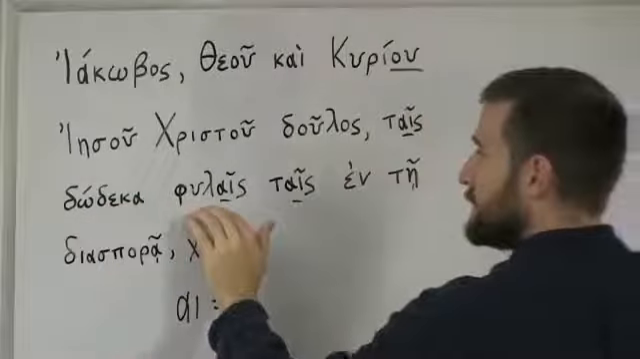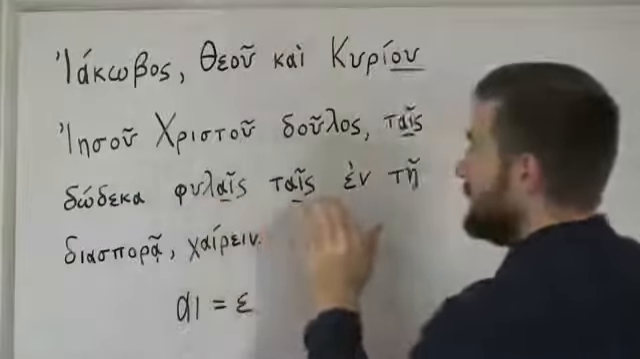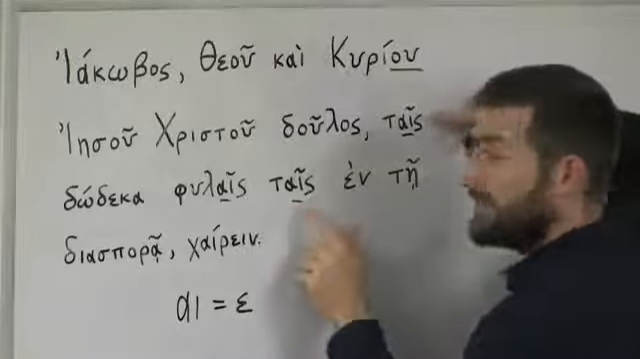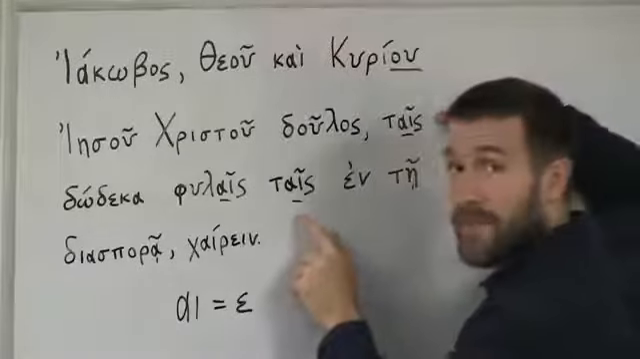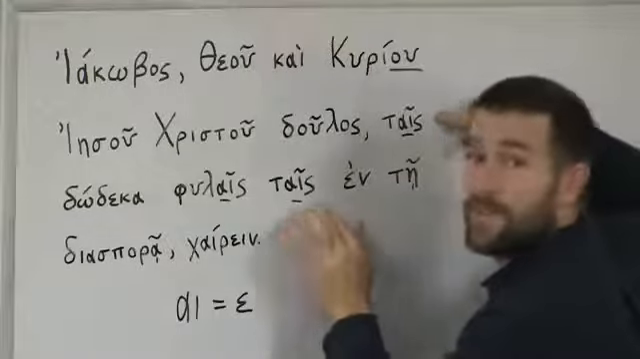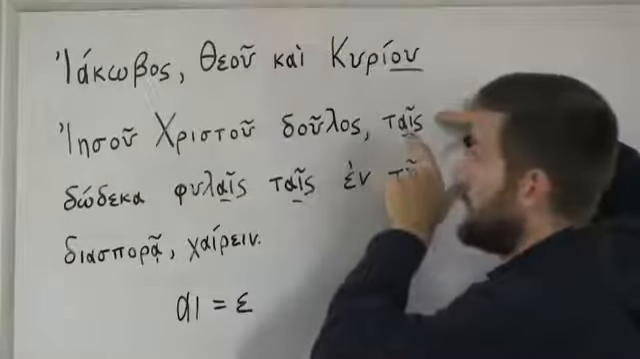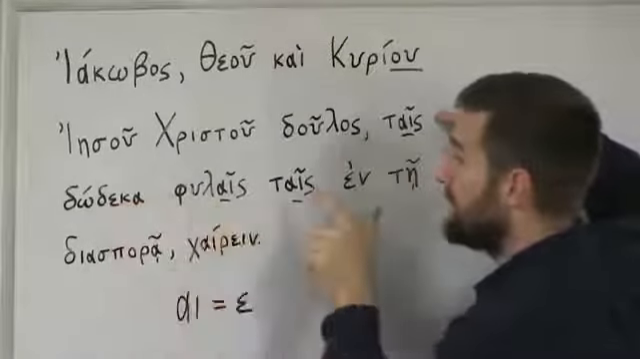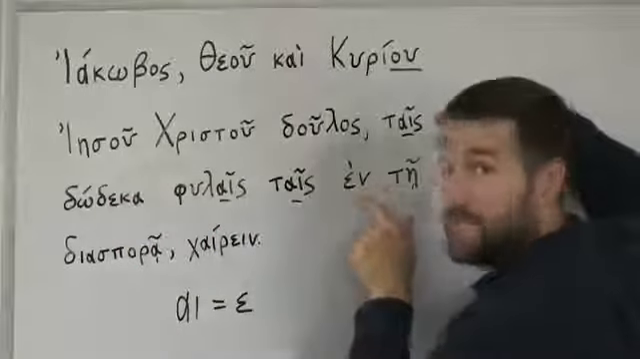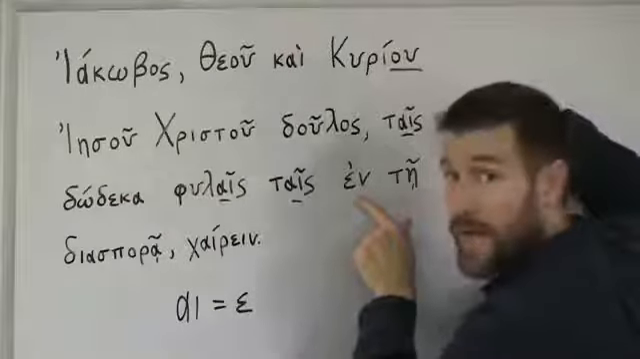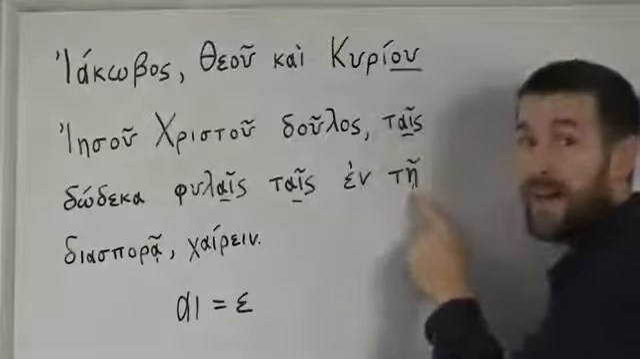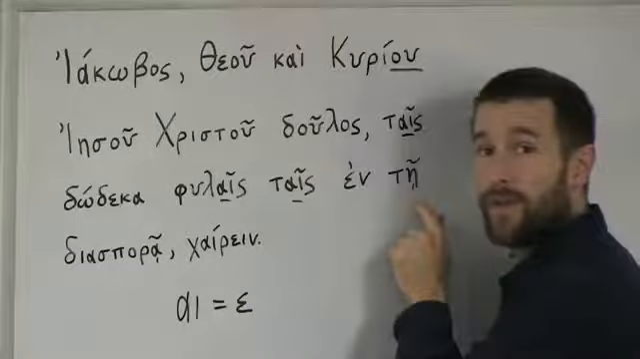Dodeca philes, which is tribes. Tes, notice these two words are the same. Okay, this is the again. But in this case, it's functioning as that or which. Okay, so it's saying to the 12 tribes that, en means in. We've already gone over that word. Te is the again. It's got an iota subscript.